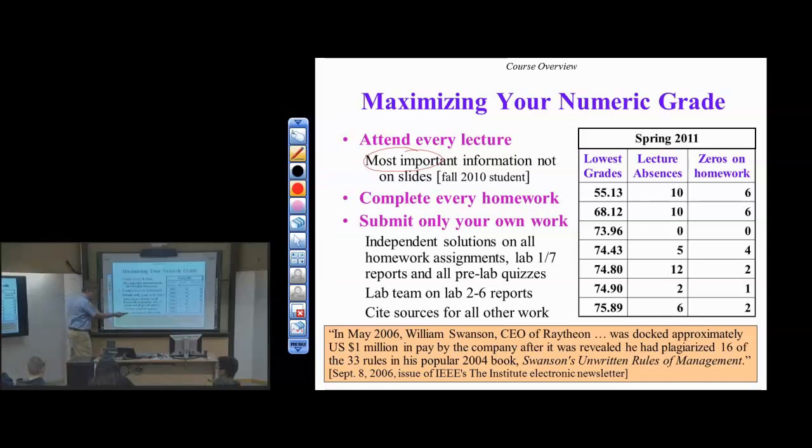Now, this was an interesting thing. You can just read it for yourself. Interesting thing I had seen, I guess it was an IEEE publication. This can happen to anybody, not presenting your own work. So in 2006, William Swanson, CEO of Raytheon, was docked approximately $1 million in pay by the company after it was revealed he had plagiarized 16 of the 33 rules in his popular 2004 book, Swanson's Unwritten Rules of Management. So clearly, 16 of them had been written down by somebody else. Now, this cost him $1 million. It's a pretty good chunk of change, but anyway, just turn in your own independent work for homework and lab 1-7 reports and pre-lab quizzes.